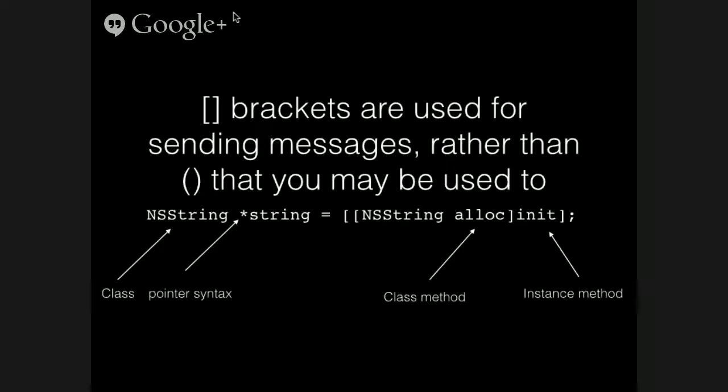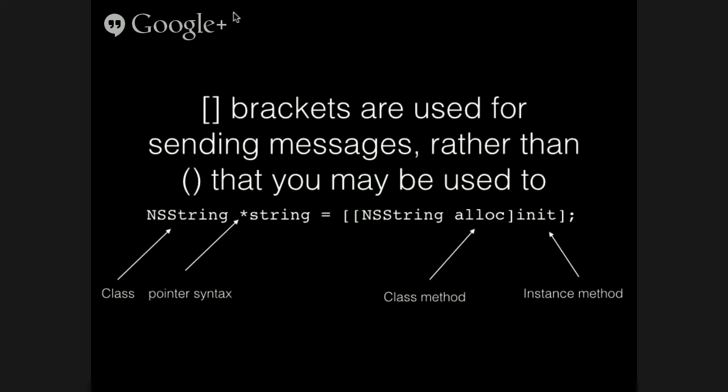It does have some weird syntax. You use brackets for message sending. You don't use parentheses. So, full overview, you have the class, which starts with uppercase and it's prefixed. You have the pointer syntax, the name, which is a string. You have a class method, which is alloc, and init, which is an instance. And that's just the basic how to create a class and create a variable. Alloc and init is the default initializer you will usually use.